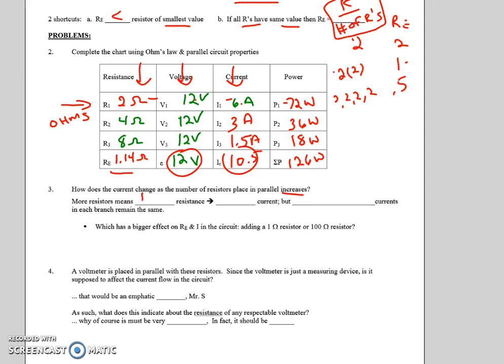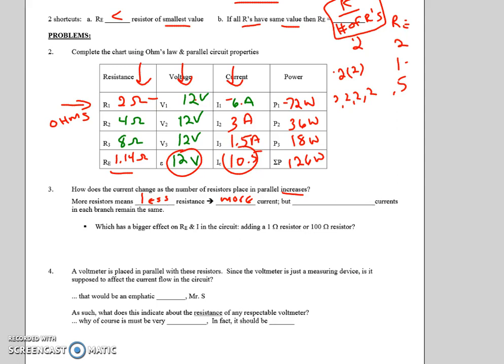More resistors means less resistance. Say that a few times to let that sink in. More resistors means less resistance. In series, more resistors means more resistance, okay? Therefore, you get more current. So as you keep plugging things into an outlet, if you have a power strip, you keep drawing more and more current as each branch adds up.